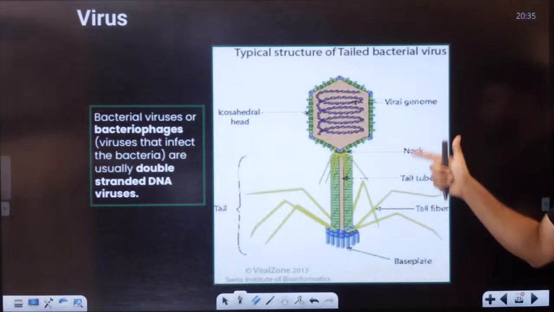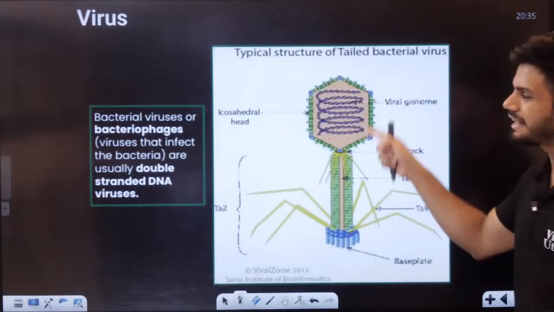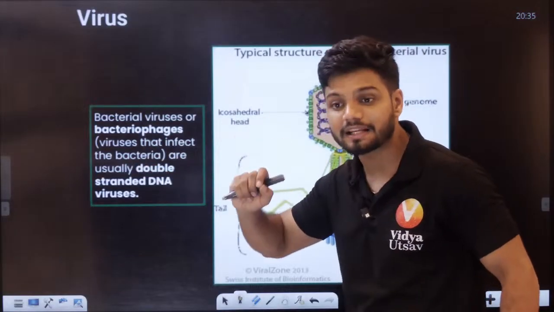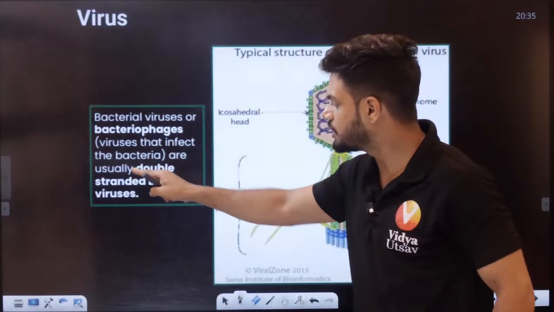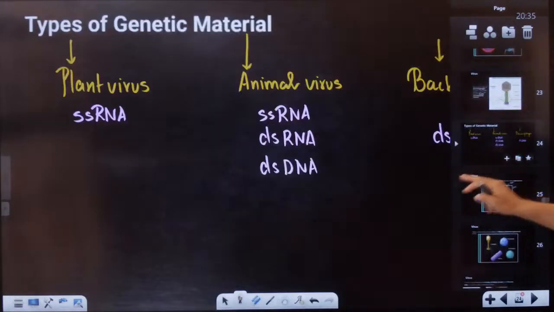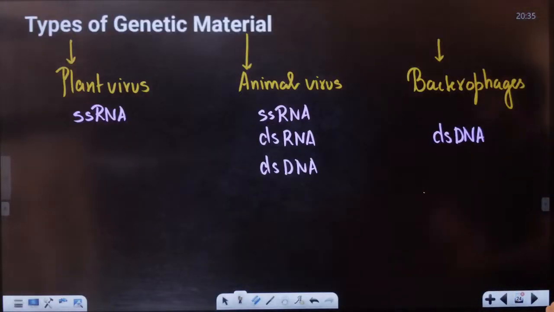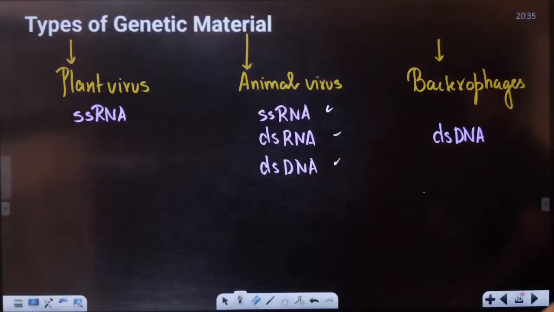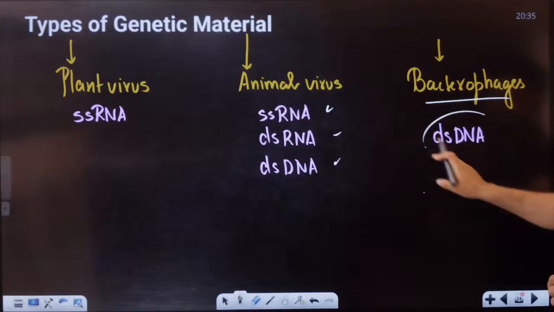Bacteriophage is also called a bacterial virus. Viruses that infect bacteria are usually double-stranded DNA viruses. So they might ask you this, students. Plant virus is generally single-stranded. Animal viruses are single-stranded or double-stranded RNA and DNA. Bacteriophages are double-stranded DNA always.